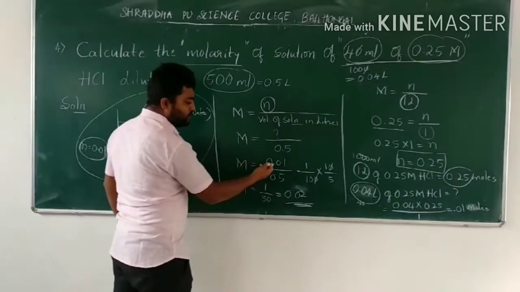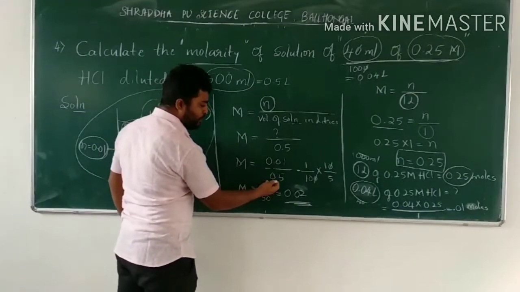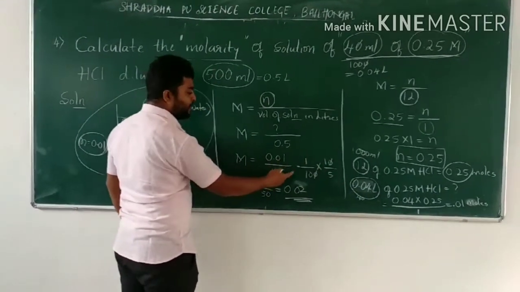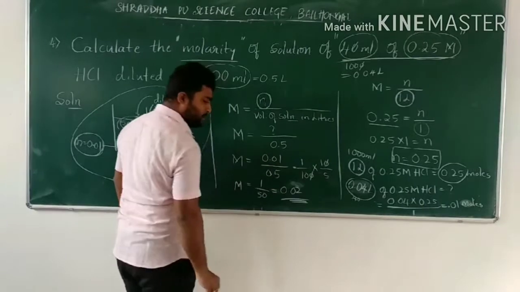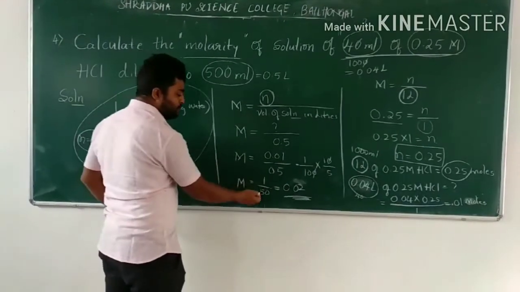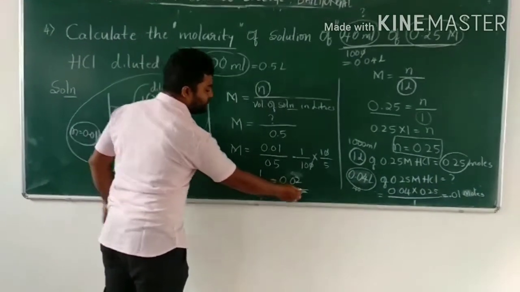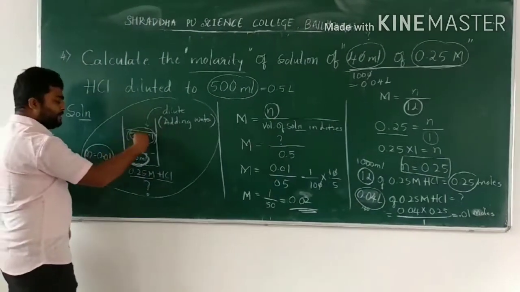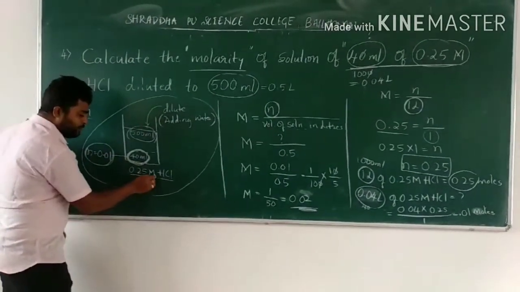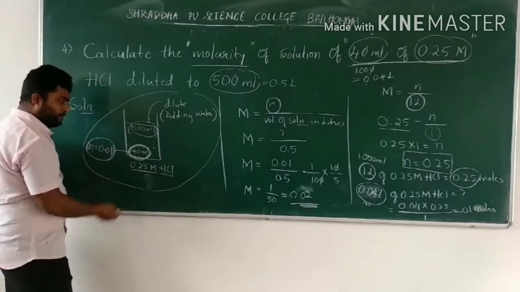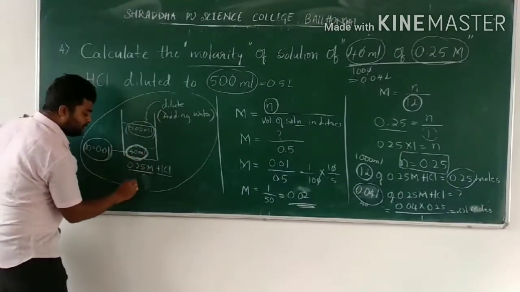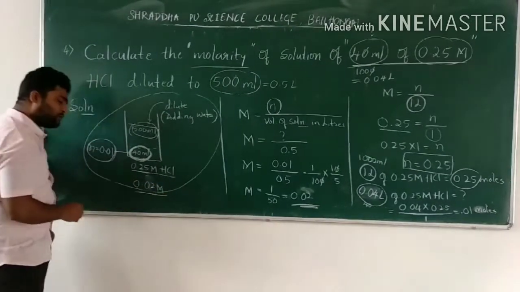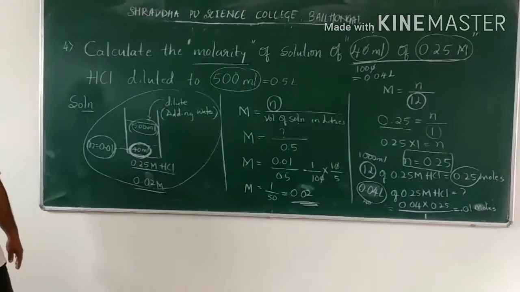Therefore M is equal to 0.01 divided by 0.5. If you go for simple multiplication, this becomes 1 by 100 into 10 by 5. That is your basic mathematics. Therefore the answer is 1 by 50, which is equal to 0.02. It simply means that by adding water, the molarity was first 0.25 M, and by addition of water the molarity became 0.02 M. Okay.